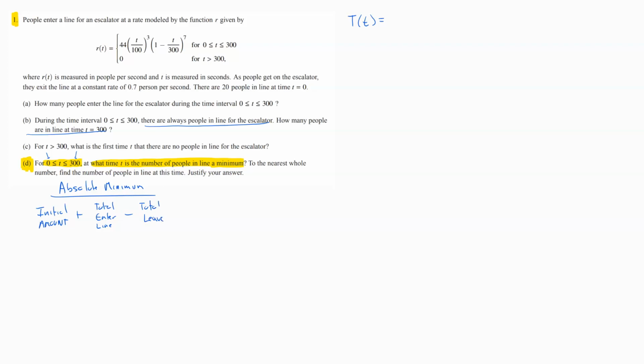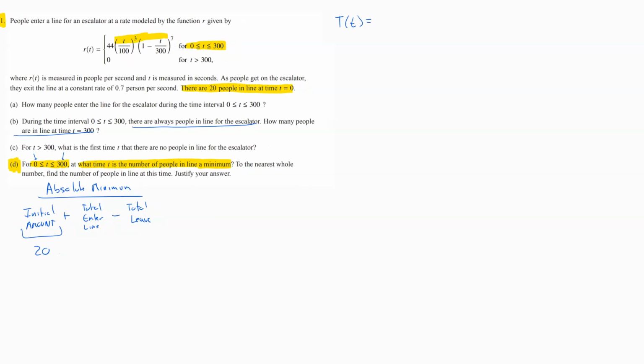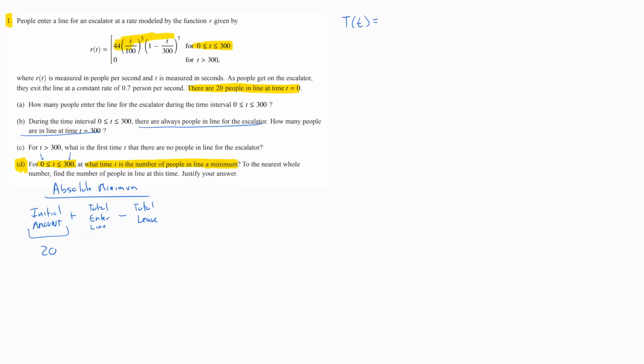And so for us, what we found back on part B was we started off with 20 people in line. So we've got this initial amount here of 20 people in line, and then the total amount that enter comes from our entering equation. Because we're talking about 0 to 300 on this piecewise function, we're going to be using just this top equation right here. So this is the amount of people that entered the line. So we were adding to this the integral from, this time, 0 to t, because we don't know when that period of time is. Back on B, we plugged in 300 for that t, but on this problem we don't know what that time amount is, so it could be sometimes 0 to t.